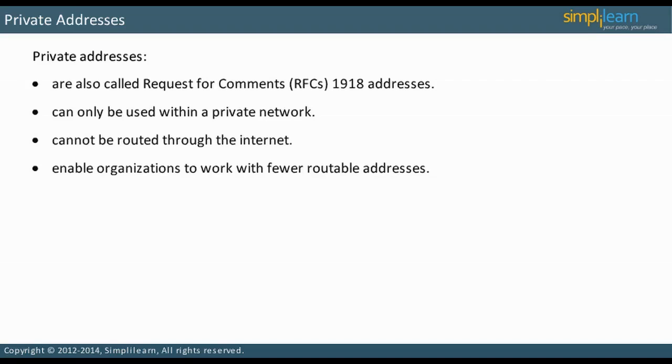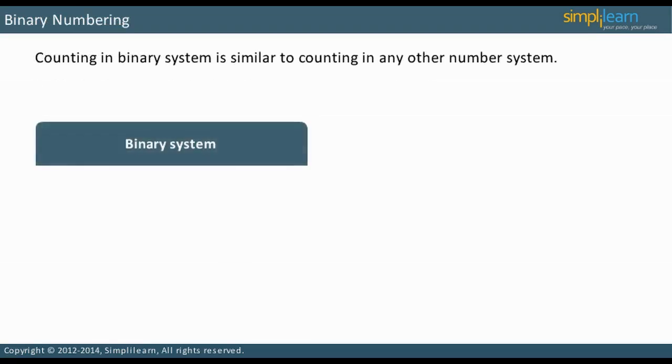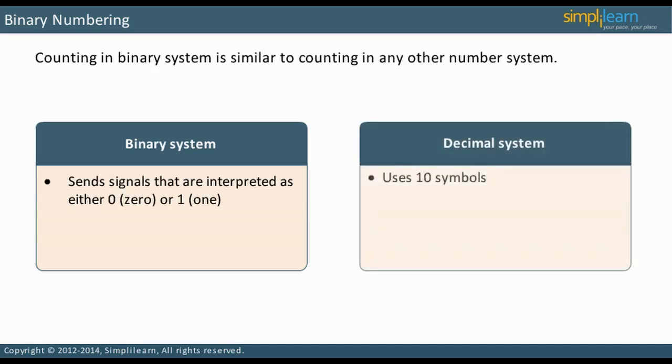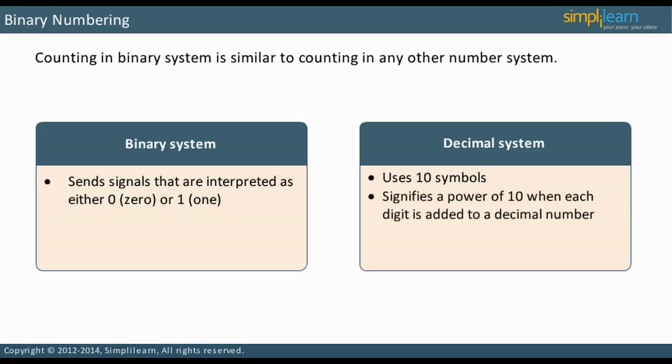Next, let us look at binary numbers and how to convert them to decimal. Binary numeral system sends signals that are interpreted as either 0 or 1. This means it includes only the digits 0 and 1. The decimal system, on the other hand, uses 10 symbols, 0 to 9. When quantities higher than 9 are required, the decimal system shifts to 10. This notation means 1 ten and 0 ones. Each digit added to a decimal number signifies a power of 10.